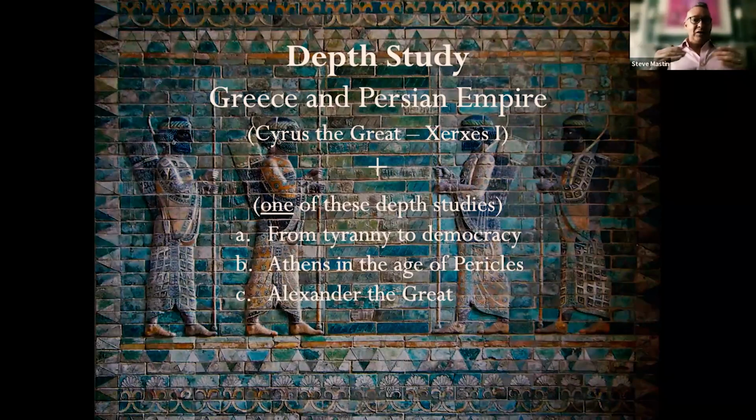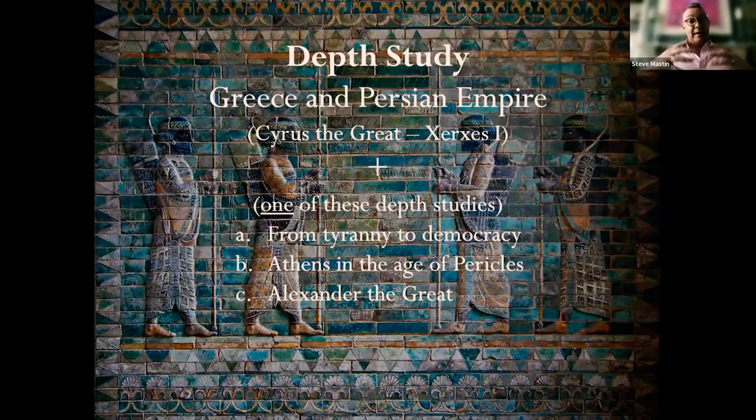However, you can see that the other 2 options, if Alexander's not your thing and you don't want several battles, then Athens in the age of Pericles is a great unit. And also looking at how Athens became a democracy. So the first one from tyranny through oligarchy and then eventually to democracy is fascinating. So if you're interested in political history, then that's the one to teach. It is a great unit.